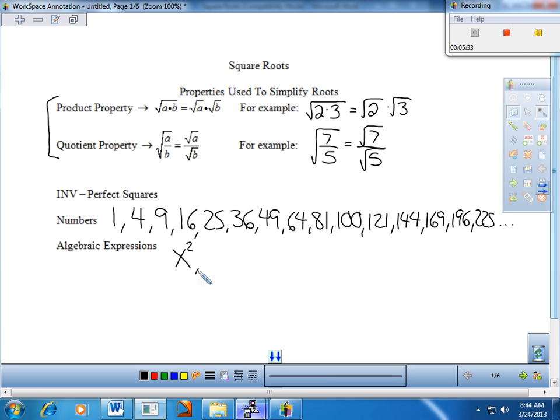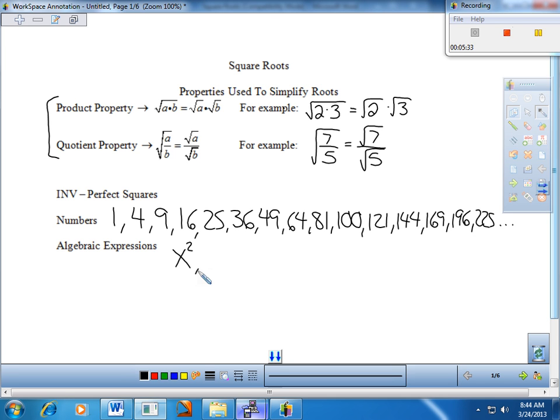Is it x to the third? Is any number cubed a perfect square? Well, 2 cubed is 8, and 8 is not a perfect square, so no, I don't think x cubed would be our perfect square. What about x to the fourth?